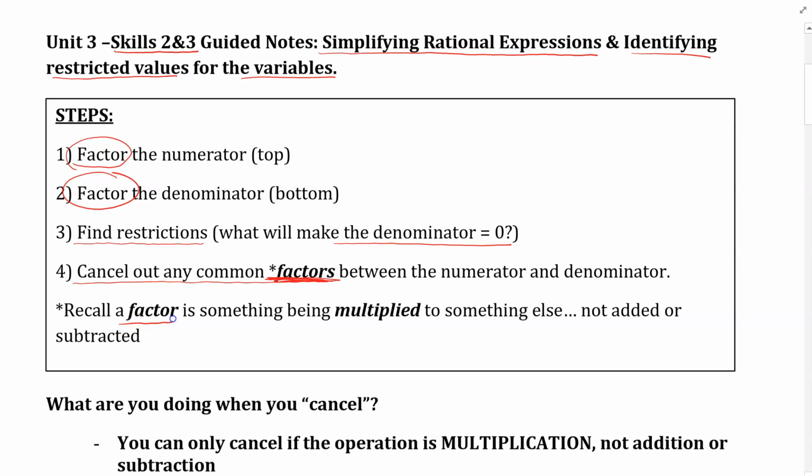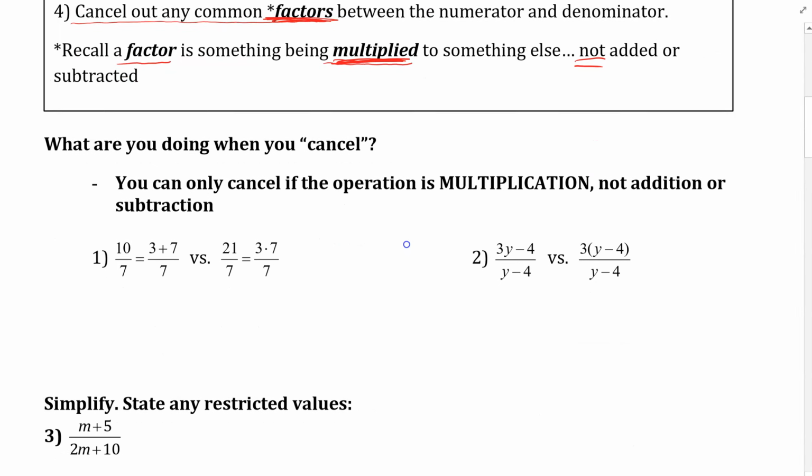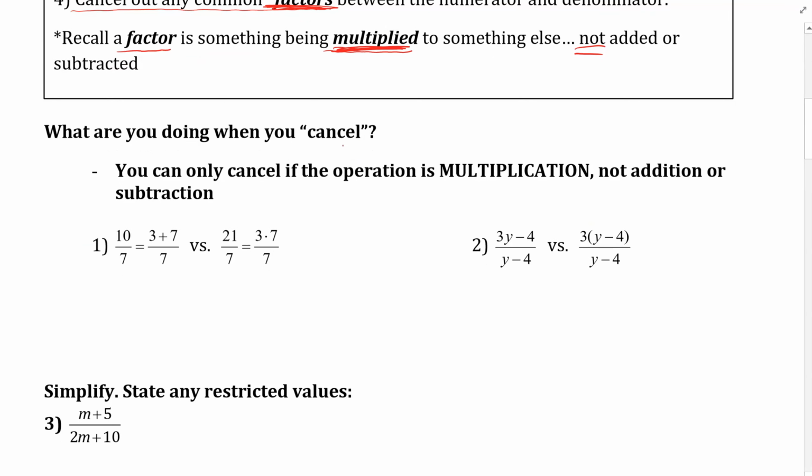What makes factor a key word is that it implies multiplication. A factor is something being multiplied specifically to something else, not added or subtracted. So what are we doing when we cancel? We're dividing, okay? When you cancel out something, we use the word cancel, but really what we're doing is dividing identical quantities that are equaling 1. That's what it really means to cancel, okay?